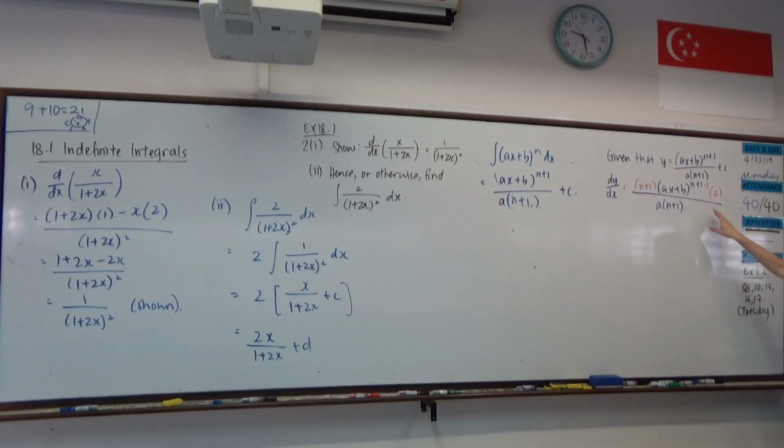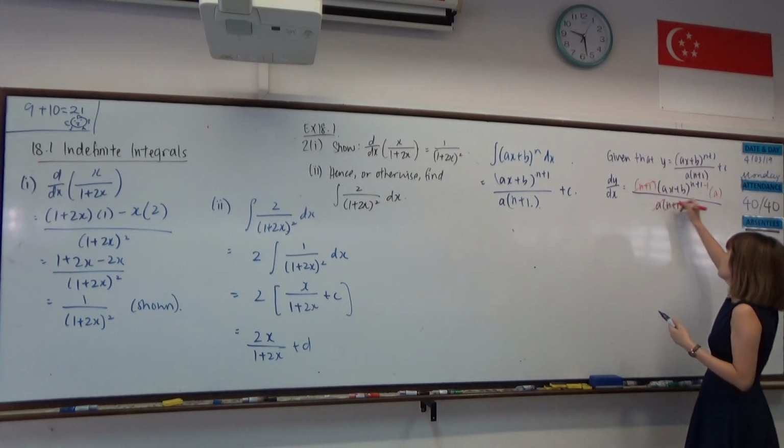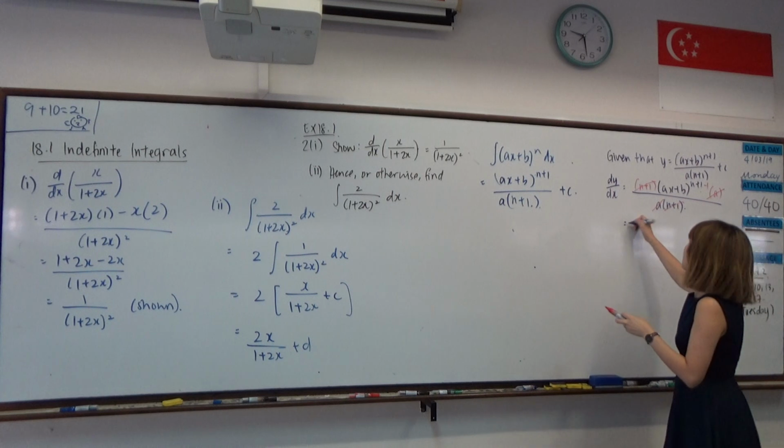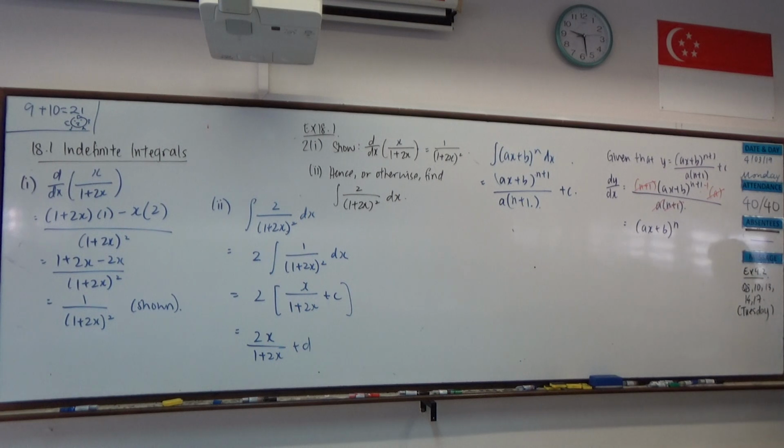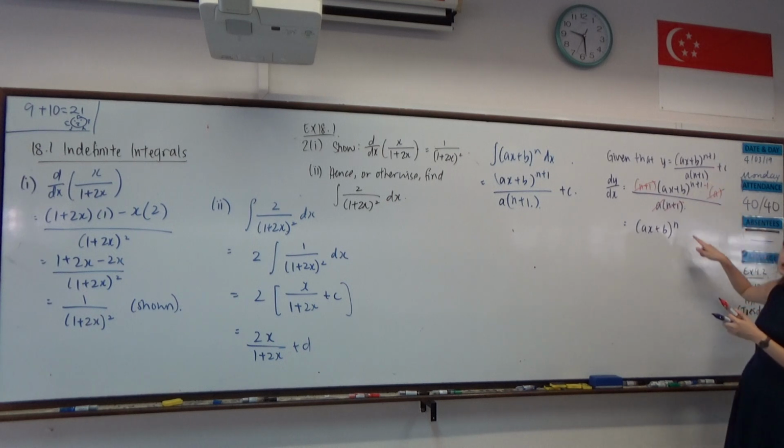Differentiate the c is gone, right? So if I were to differentiate this, I'm going to get this. I bring down the power, power minus 1. Then I differentiate the inside, which is going to give me a. Then if I want to simplify this, I can cancel that out. And then my final answer will be ax plus b to the power of n. That's all. This is all constants, so you don't need to use the quotient rule at all. So therefore, if I differentiate this, I'm going to get this.